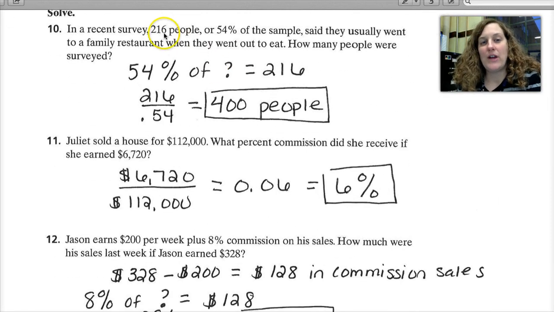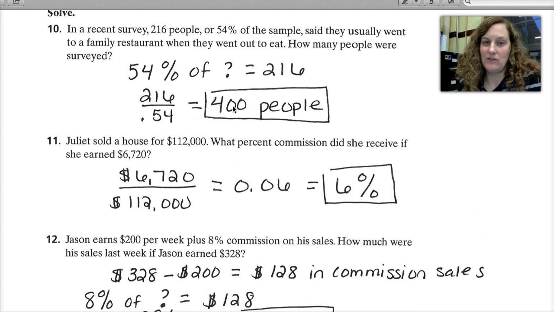In a recent survey, 216 people, or 54% of the sample, said they usually went to a family restaurant when they went out to eat. How many people were surveyed? 54% of some number were surveyed, and we need to figure out what that number is. 216 was the response. So 54% of some number is 216, so you do the division again. 216 divided by 0.54, 54 hundredths, gives you 400 people.